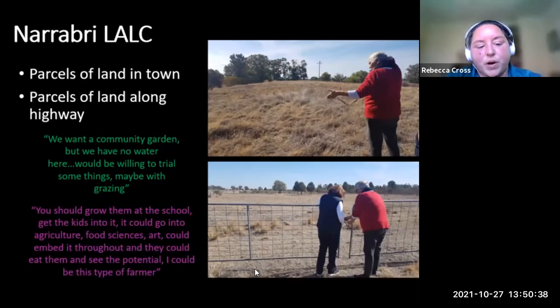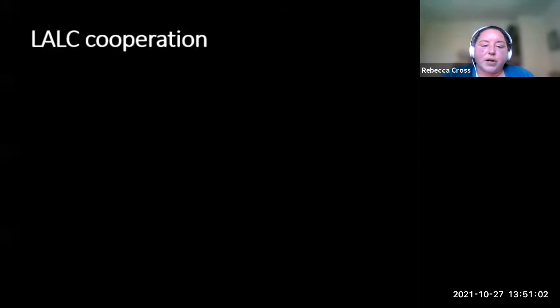So, you know, there's a quote here: you should grow them at the school, get the kids into it. You could go into all the different subjects. You could embed it throughout. And then they could see the potential to see that I could be this type of farmer. So that was a key motivation. If we can get our kids interested in native plants again, that's the reason they wanted to partner with our project. So there was this overwhelming understanding that there could be some cooperation between the land councils.